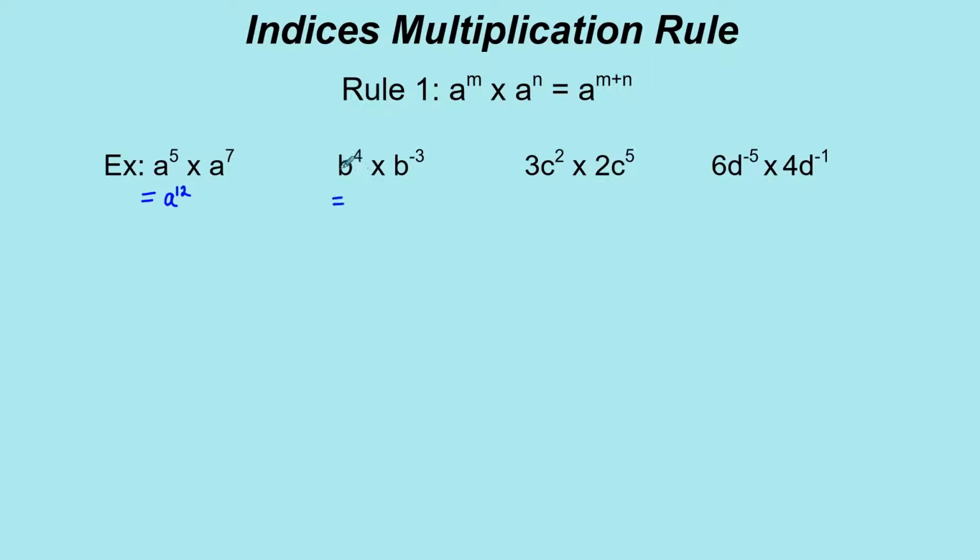Second example, the bases are both b: b to the power 4 times b to the power negative 3. Be careful with your negatives. When you do 4 add on negative 3, we get b to the power 1, and b to the power 1 is just b.